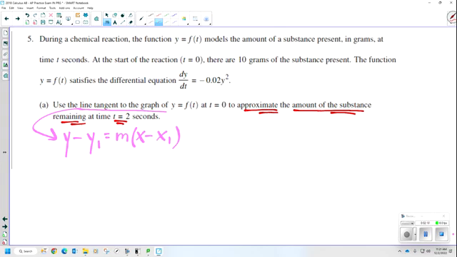All right? What it equals, period, not what it equals to. Whatever. Let's just start this problem.